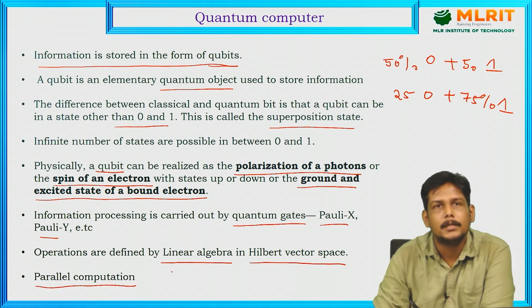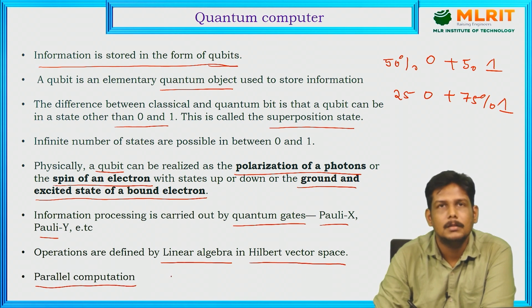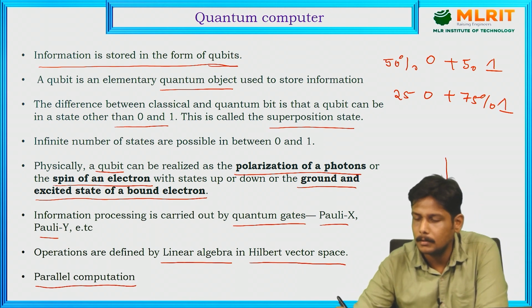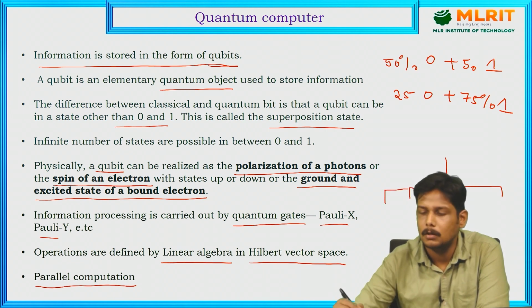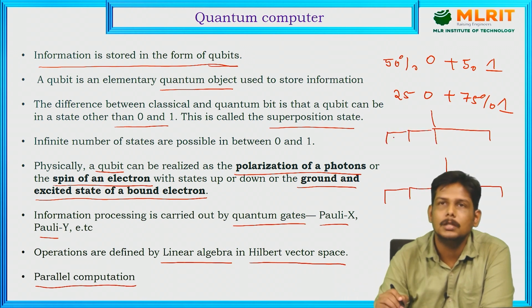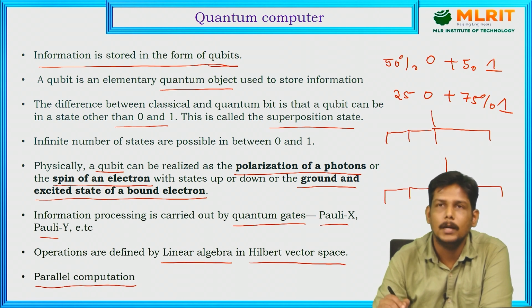Parallel computation is the specialty of a quantum computer. Since we have many states in between 0 and 1, a simple problem can be thought of as being solved by many different computers. That is called a parallel computer. One problem is solved by many different parallel computers. This particular specialty is associated only with a quantum computer.